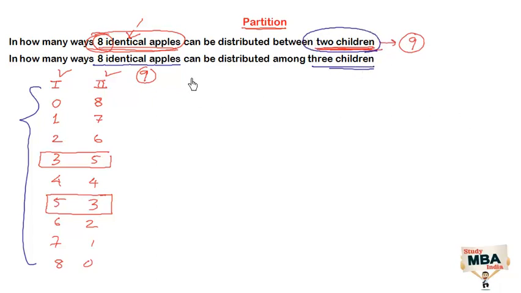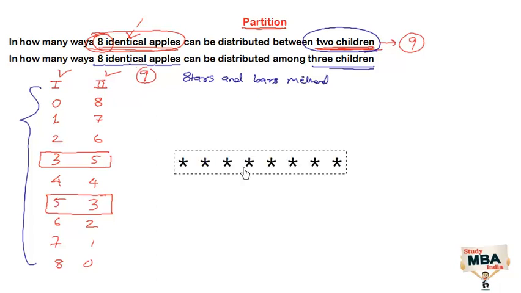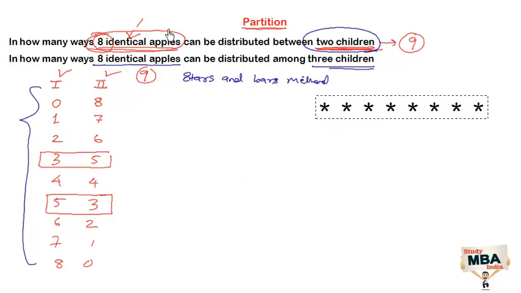So the method which we are discussing here is called the stars and bars method. In this case, suppose I want to take eight identical apples. Let me assume that these are the eight identical apples. These stars will represent the apples. Let me just count them. Obviously, it's eight.